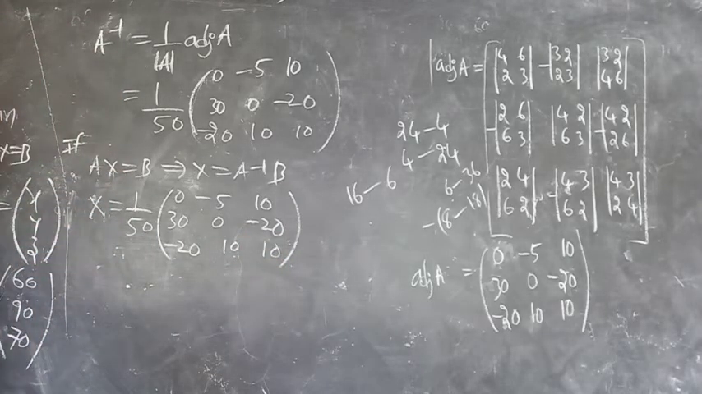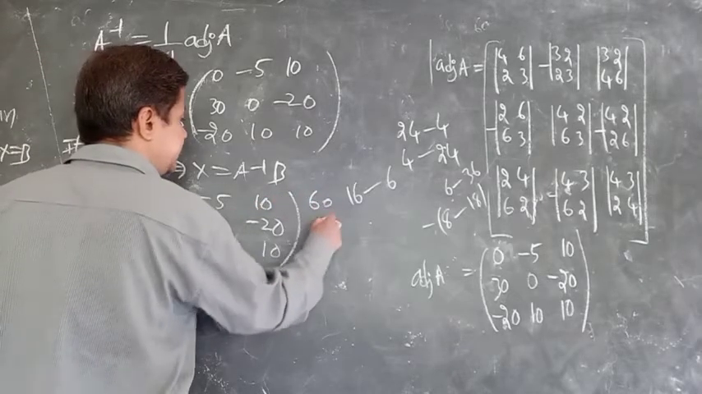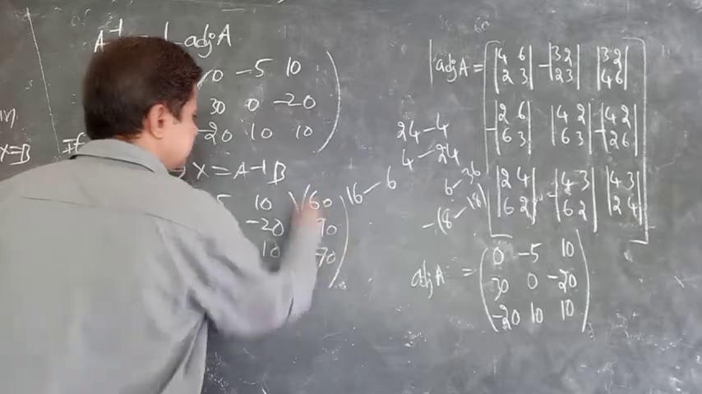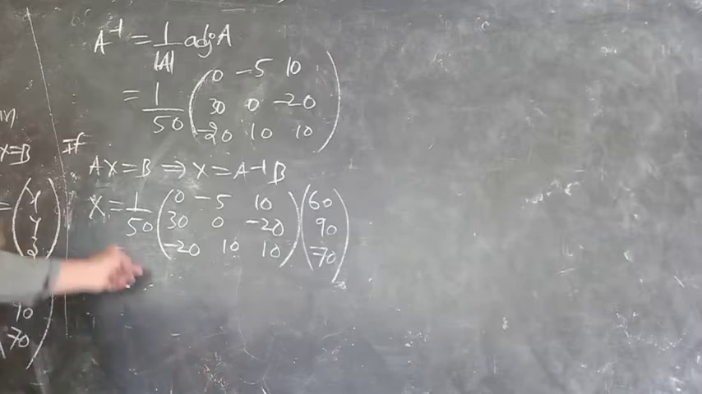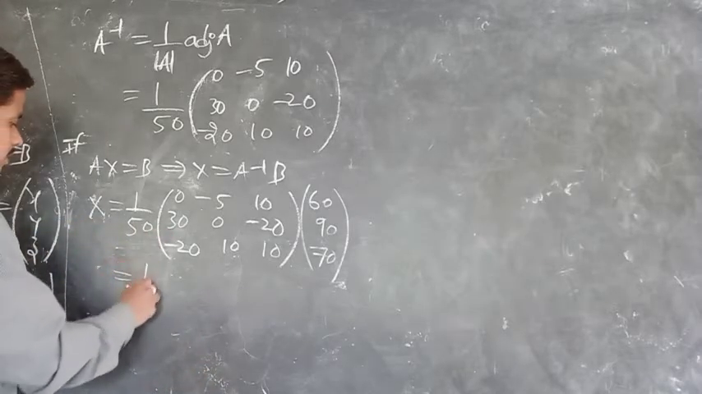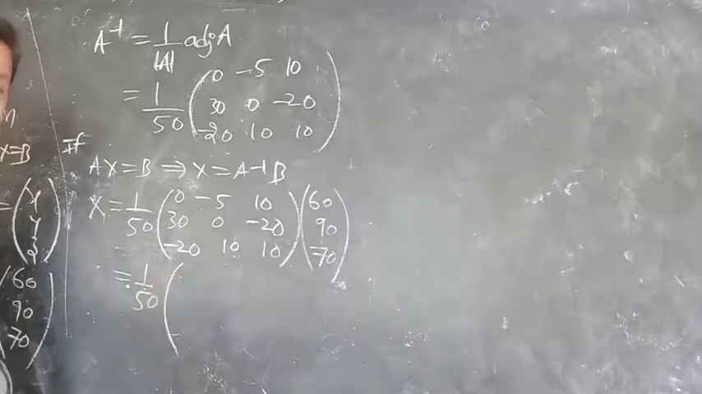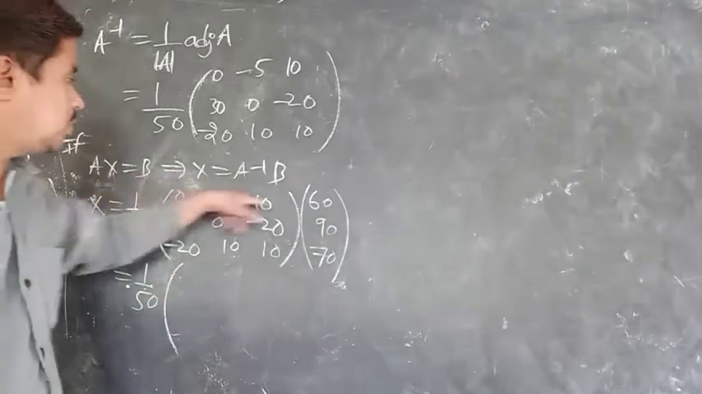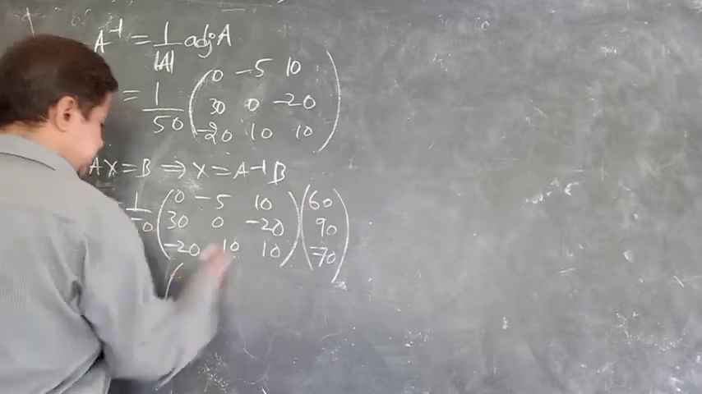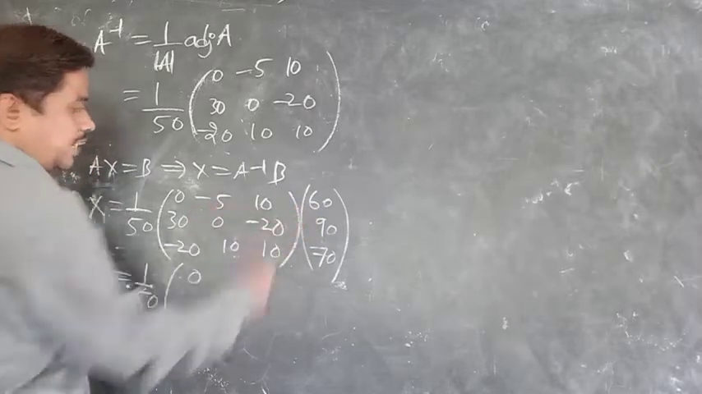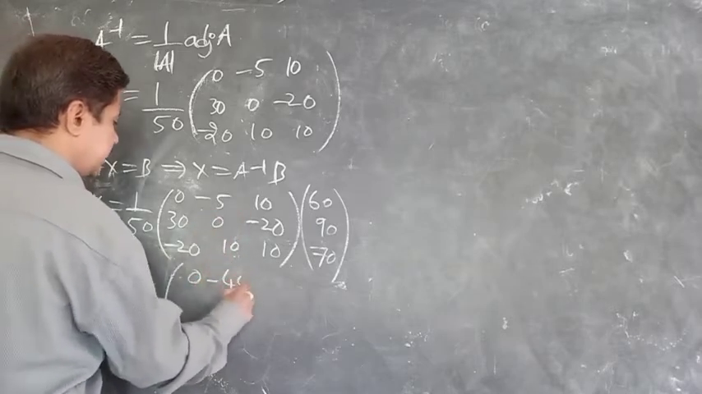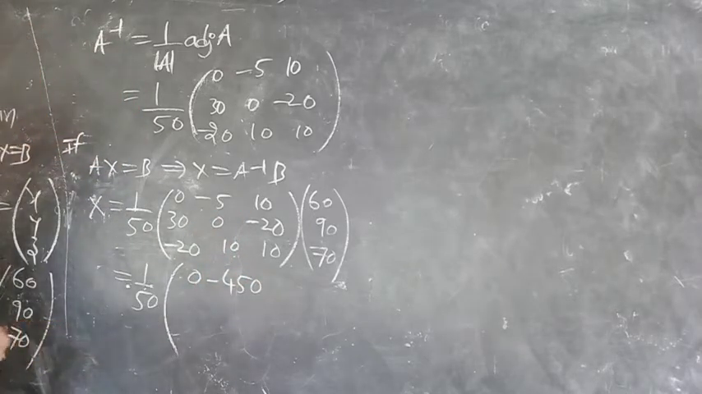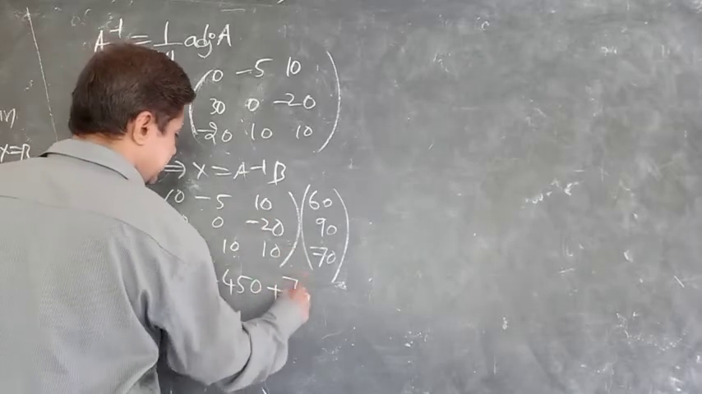Into B. So B is this one: 60, 90, 70. Okay. So like that we have to write. Okay. Next, multiplication. So 1 by 50 into. Okay. So first row, first column. So 0 into 60, 0, minus 5 into 90, minus 450. Okay, 10 into 70, plus 700.